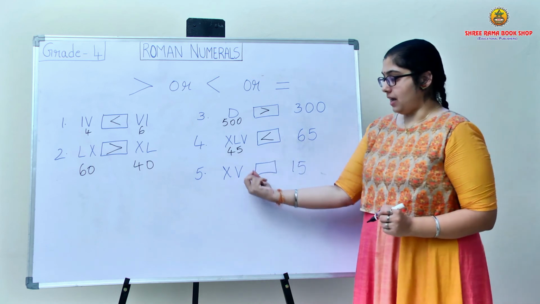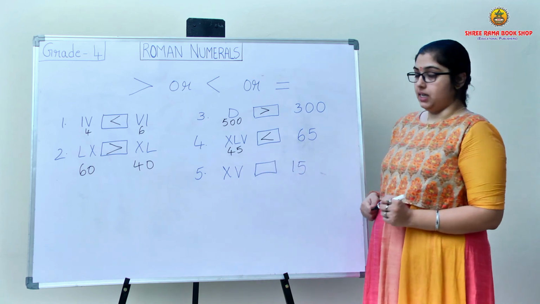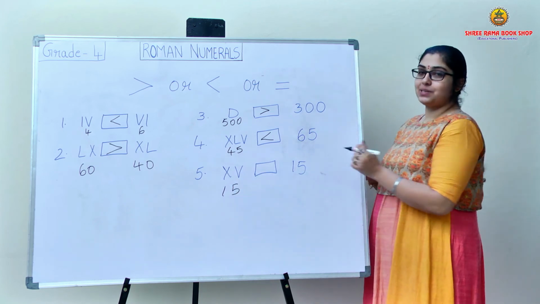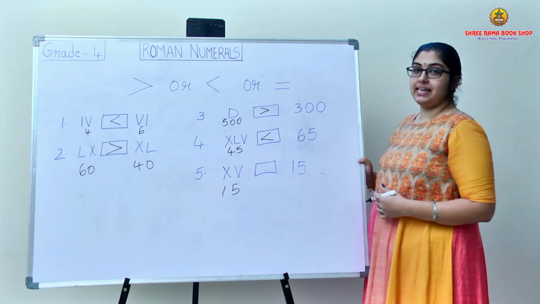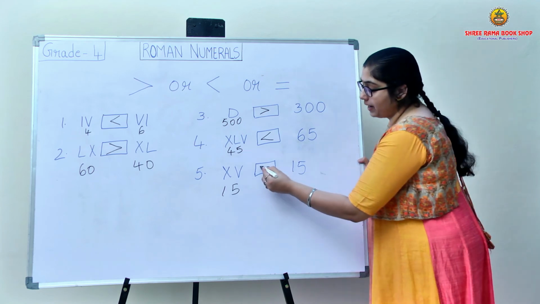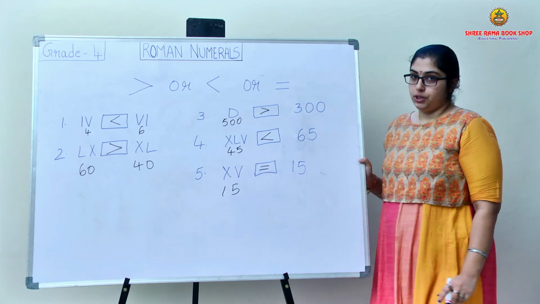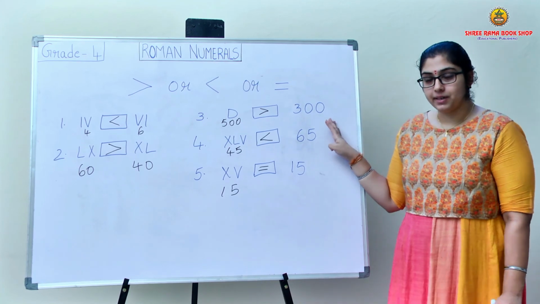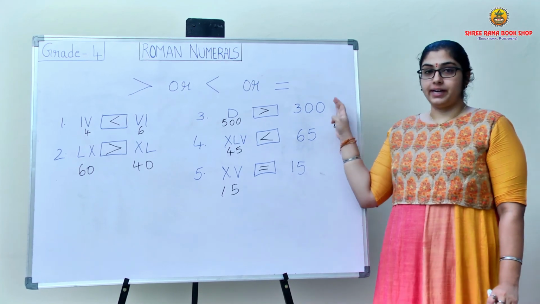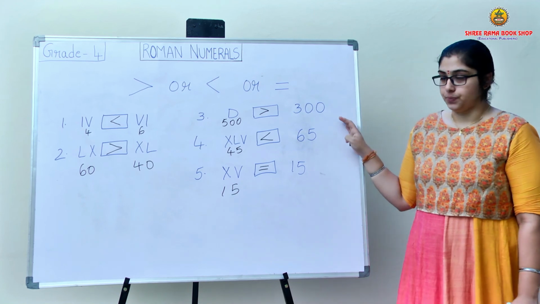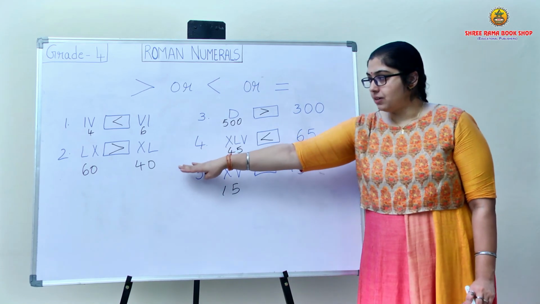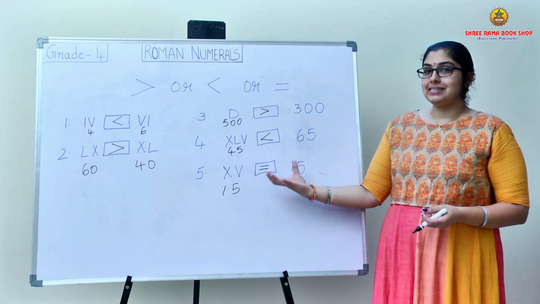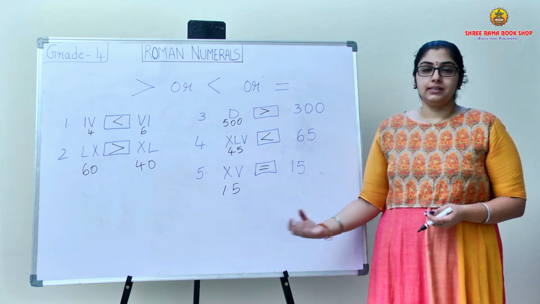And now here I have XV and 15. XV represents 15. When I compare these two numbers, I can see that both are equal, so I need to keep the equal to symbol. This is how you compare Roman numbers, whether you decide it is greater than, smaller than or equal to. First you convert them into Indian numbers so that it will be easy for you, and once it is done, you can compare the numbers.